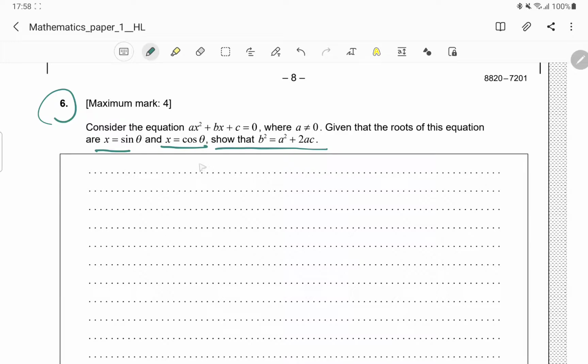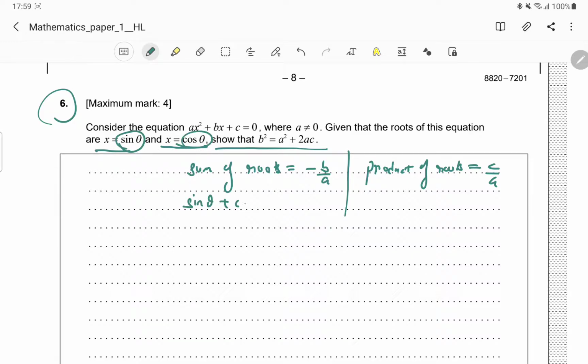Now we know that the sum of roots of a quadratic equation is equal to minus b by a, and the product of roots is equal to c by a. So the roots are sine theta and cos theta. It means sine theta plus cos theta is equal to minus b by a, and the product, sine theta multiplied by cos theta, is equal to c by a.